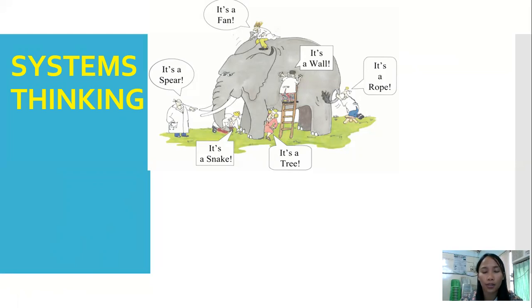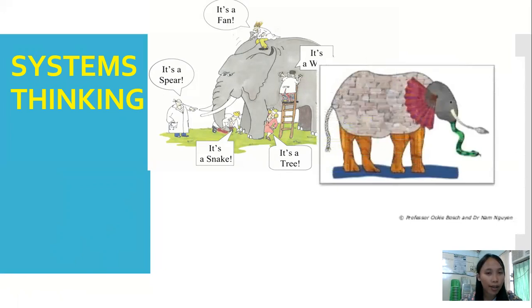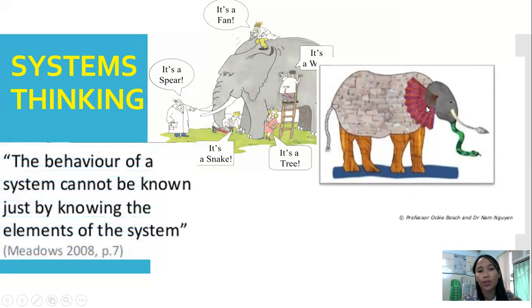And how do they find out that it was an elephant? Well, they collaborated. Their collective wisdom, they collected their ideas and combined them, and they were able to identify that this is what an elephant would look like. So according to Meadows, the behavior of a system cannot be known just by knowing the elements of the system. This is what systems thinking is trying to convey.